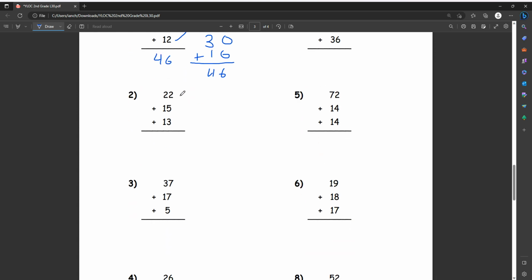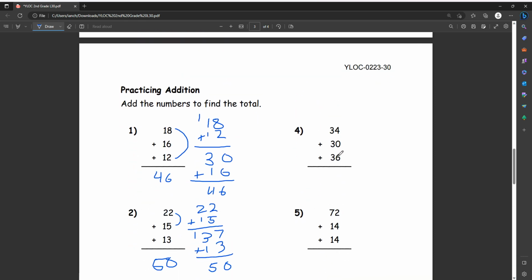So we can do this one normally. 22 plus 15, we can write this out on our side like this. So 5 plus 2 equals 7, and then 2 plus 1 equals 3, and then we add our 13 down here. So then 7 plus 3 equals 10, and then 3 plus 1 equals 4, plus this 1 equals 5, so it's 50. Let's skip to number 4 here.